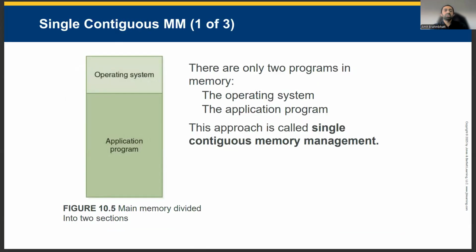This slide introduces single contiguous memory management, the simplest memory technique. In this model, only two things exist in memory at a given time, the operating system and one application program. Memory is split into two sections, one for the OS and one for the program. While simple, this approach is extremely limited because it allows only one user program to run at once.